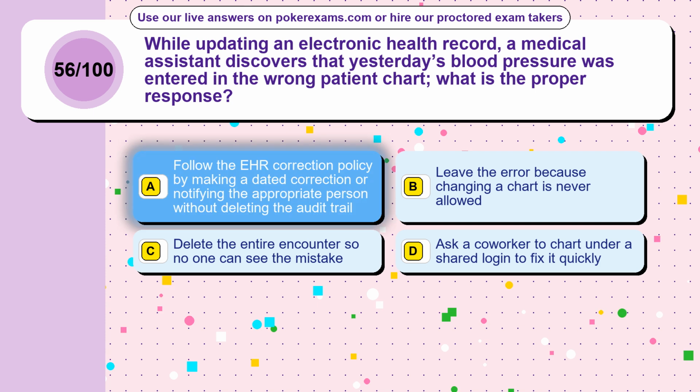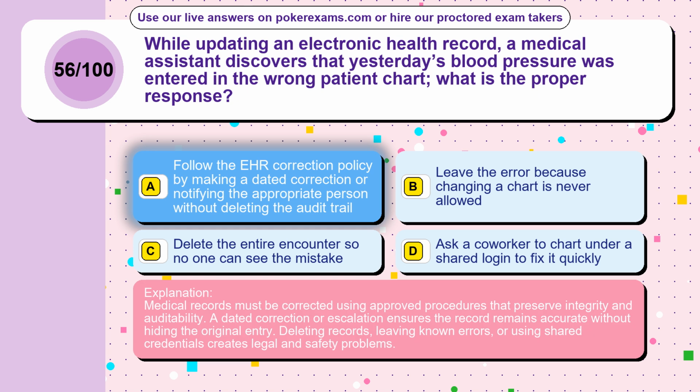The correct answer is option A. Follow the error correction policy by making a dated correction or notifying the appropriate person without deleting the audit trail. Medical records must be corrected using approved procedures that preserve integrity and auditability. A dated correction or escalation ensures the record remains accurate without hiding the original entry. Deleting records, leaving known errors, or using shared credentials creates legal and safety problems.